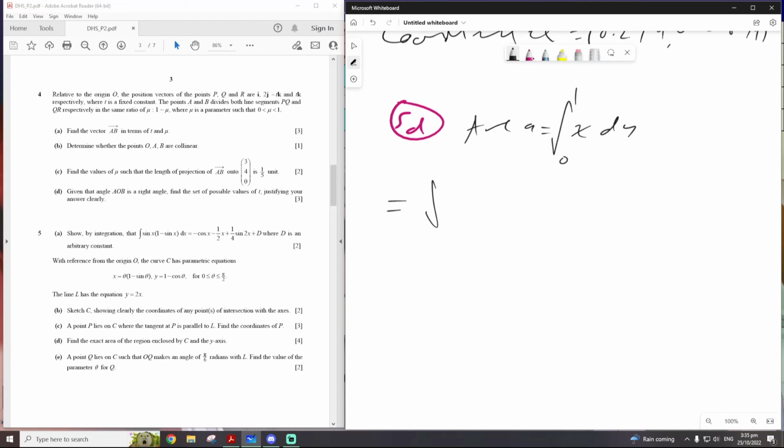x is theta times 1 minus sine theta, sorry. So theta times 1 minus sine theta, and then dy/d theta is just sine theta, d theta. And you change the limits, so the bottom limit is 0 and the top limit should be pi over 2.